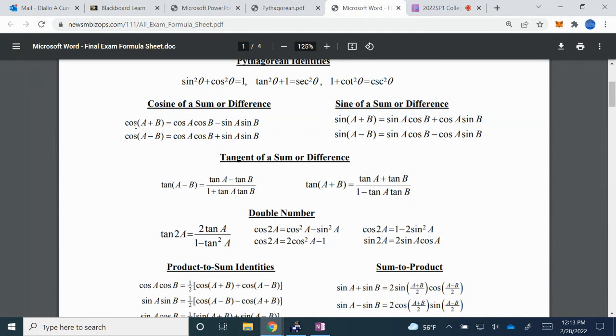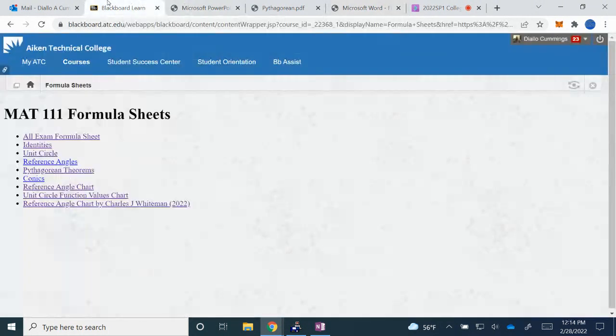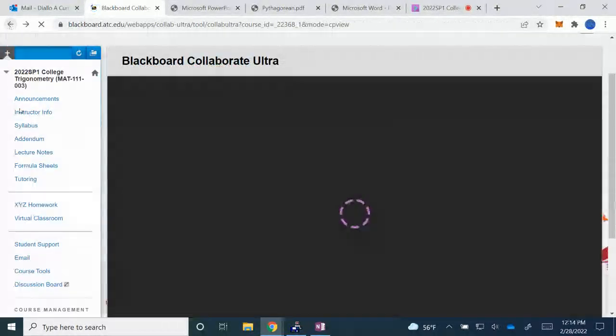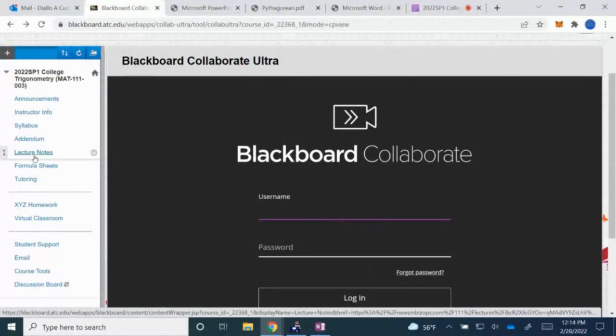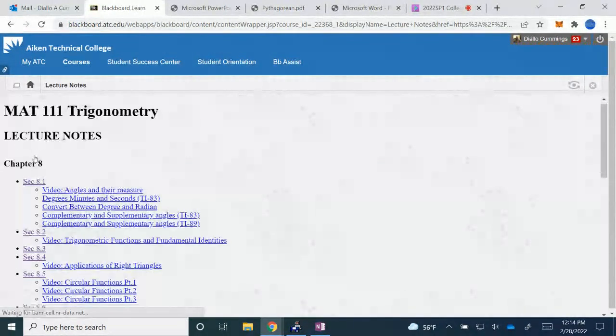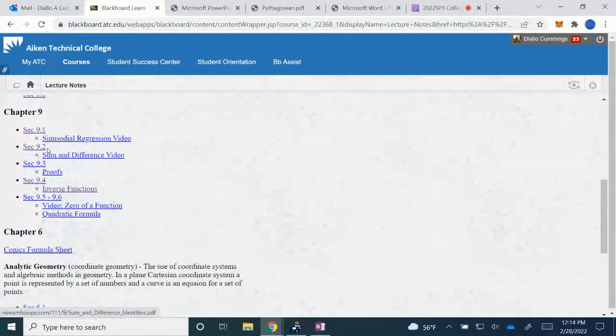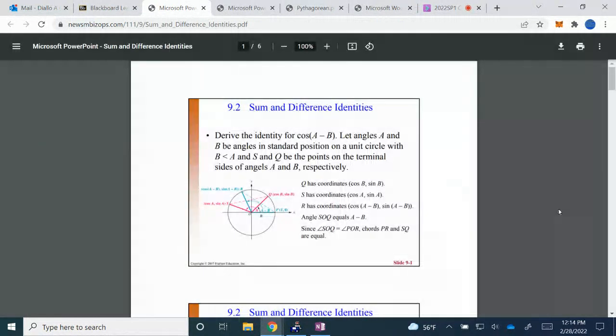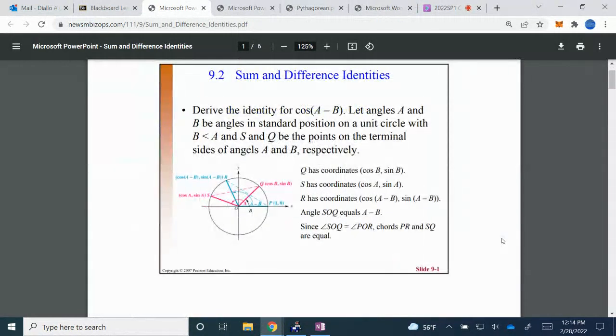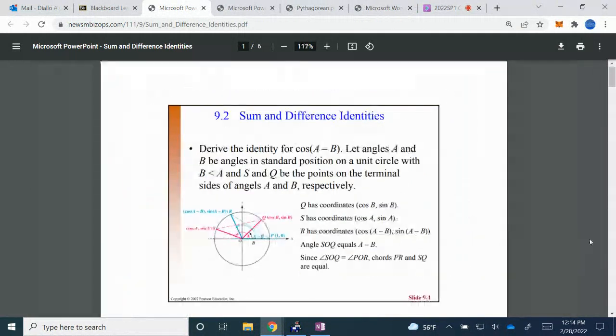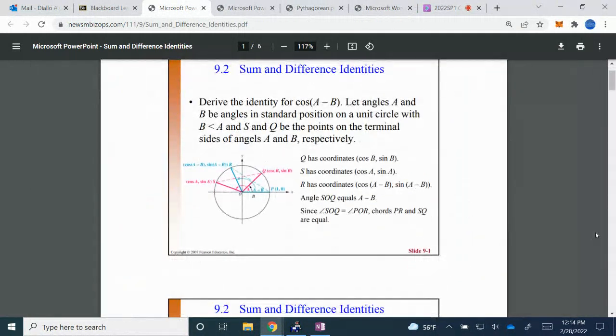Now, as far as the way that these formulas are derived, I'm going to go back to the lecture notes section. In section 9.2, there's also a video for this sum and difference. There is a section 9.2 set of notes, and here is how the sum and difference formulas are derived. I won't go through this in entirety, but I'll walk you through it.